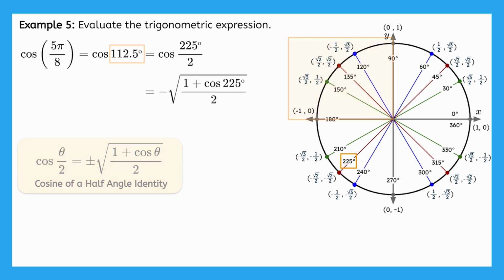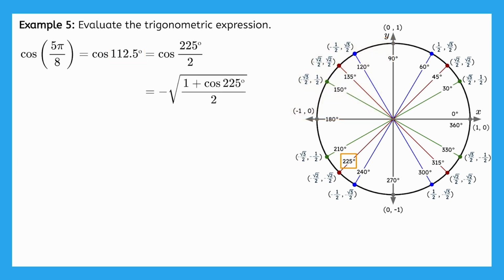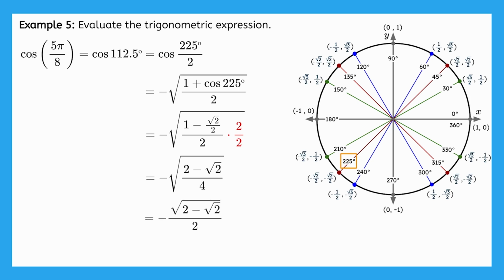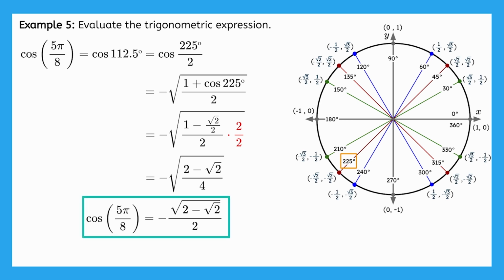Now we evaluate cosine of 225 degrees as negative square root of 2 over 2. Simplify by multiplying numerator and denominator by 2, and we can also take the 4 out of the square root as a 2. Cosine of 5 pi over 8 is therefore equal to negative square root of 2 minus square root of 2, all over 2.